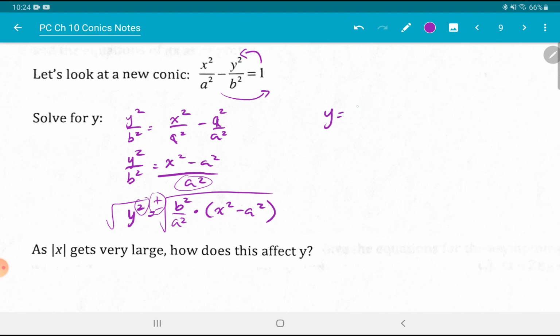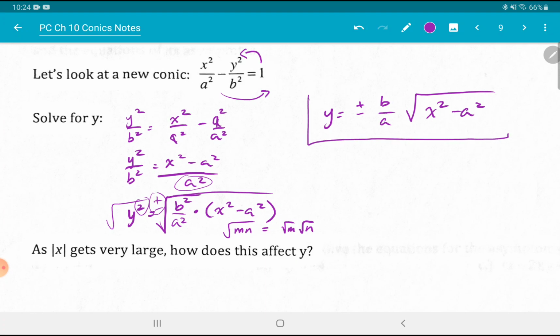So we have y is equal to plus minus. Now the square root of b squared is just going to be b. The square root of a squared is just going to be a. You can do that with your properties of square roots and fractions. And then you can separate these into two parts, right? The square root of m times n is equal to the square root of m times the square root of n. So we're just now going to have the square root of x squared minus a squared contained within the root as well. So there we go. We have our y equals equation.